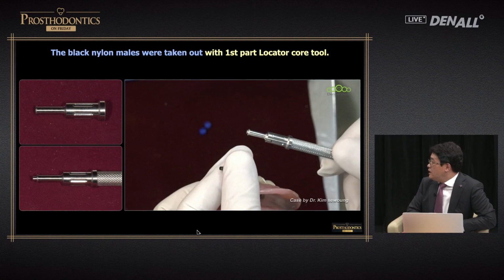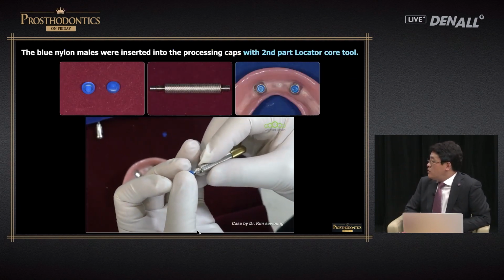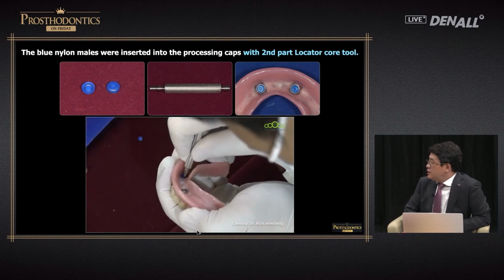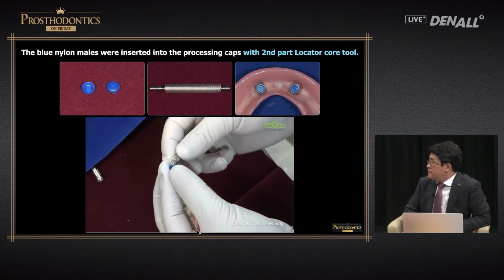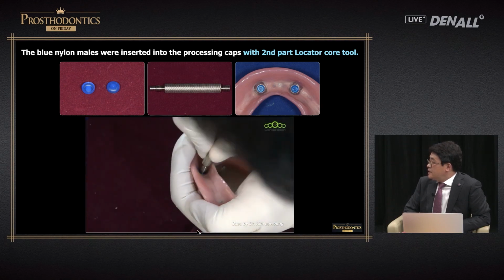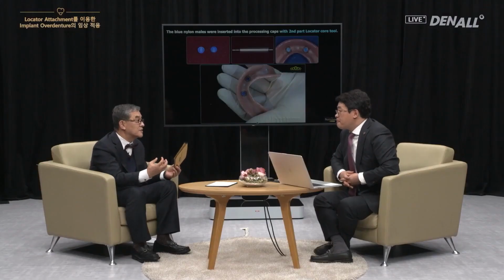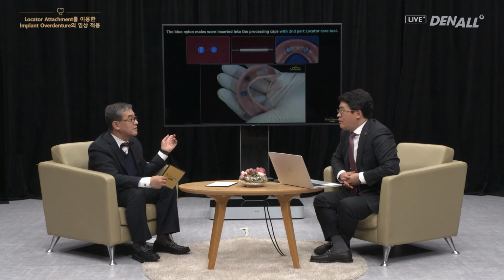If you are fully aware of how to use the core tool, you can use it very easily. The nylon nail used clinically is mostly blue. You can use the second tool to push it in, and the sound of a snap can be heard as it is positioned. Based on my experience in the beginning, the locator has a very strong retentive force. Yes, you cannot pull it out even if you wanted to, in a lot of cases.